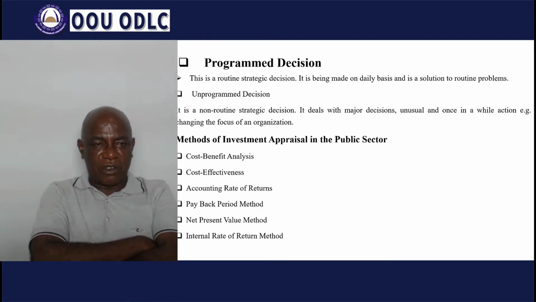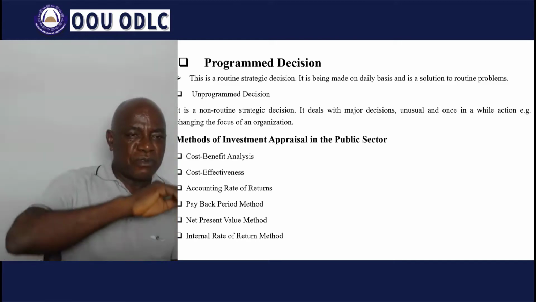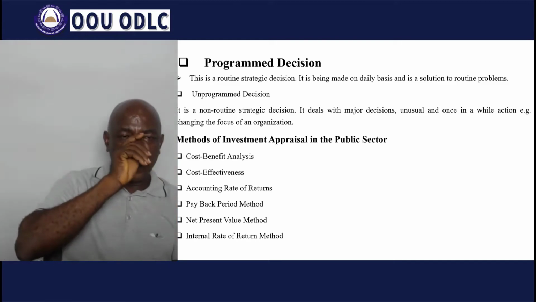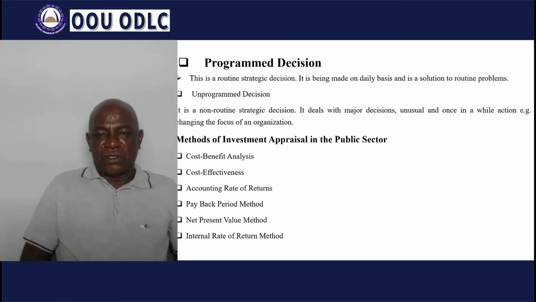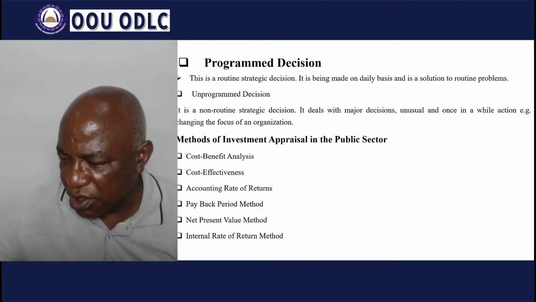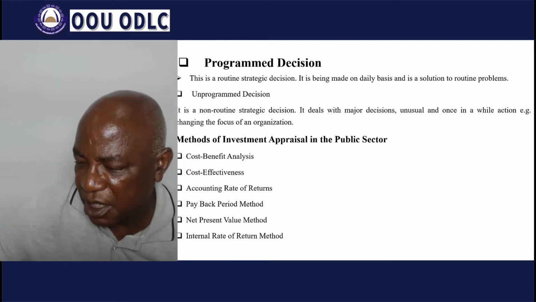Then number two, we have what we call unprogrammed decisions. An unprogrammed decision is a non-routine strategic decision. It deals with major decisions, unusual and once in a while action, e.g. a decision that has to do with changing the focus of an organization. So those are generally the two major decisions that are taken in the government, the public sector.